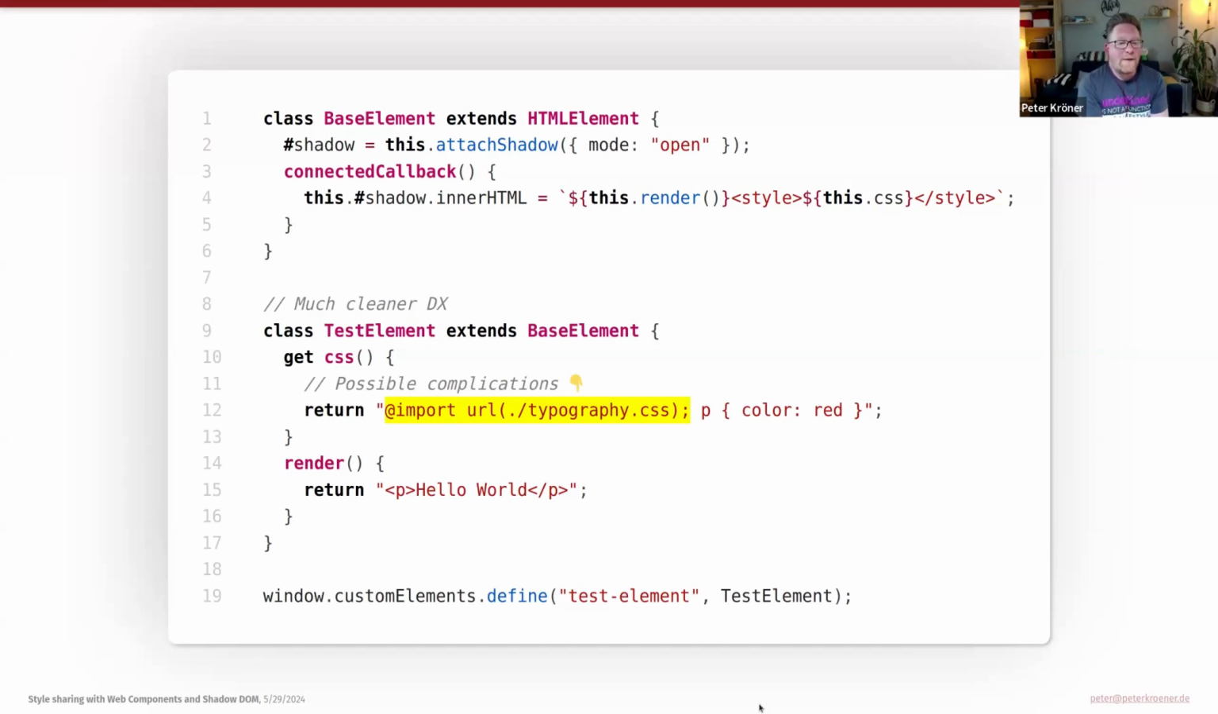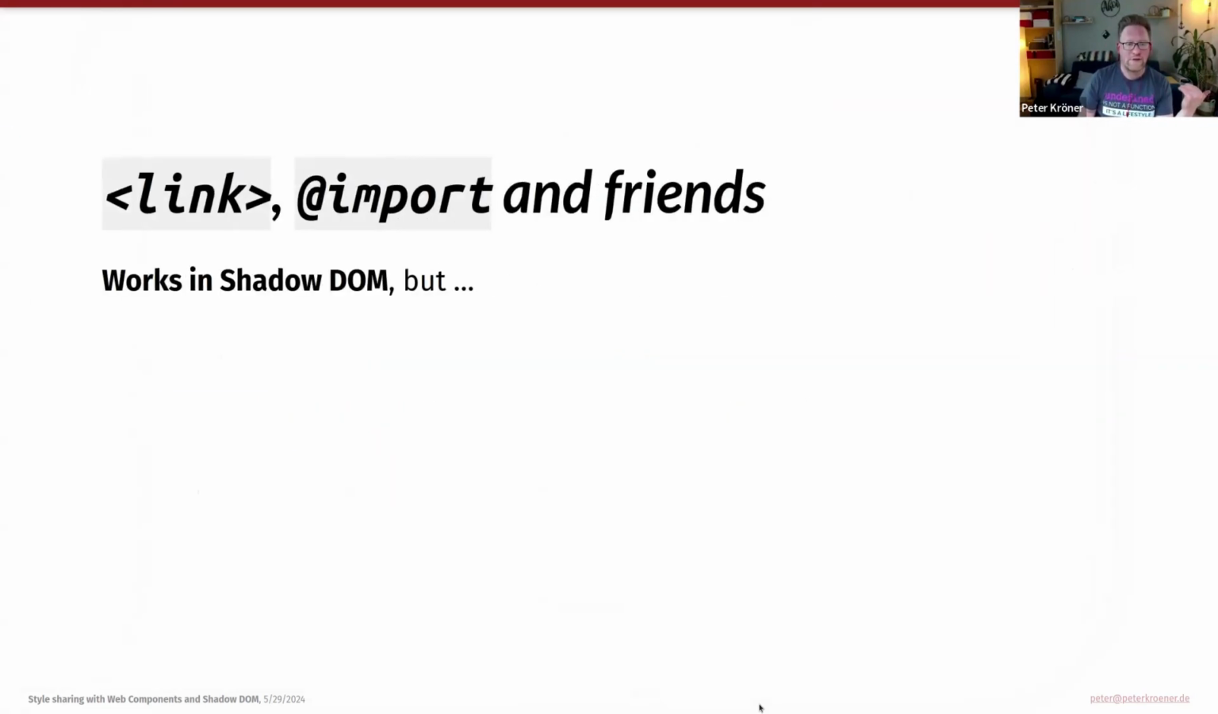Now, maybe you want to import some style sheets. Maybe you want to have modular CSS and you want to do something like what's highlighted here. Well, this works, but there are some possible complications that we need to talk about when we do something like importing other style sheets. In general, they work, but the question is, how do you structure your CSS in a way that they actually do what you want them to do? And how do you integrate them into tooling?